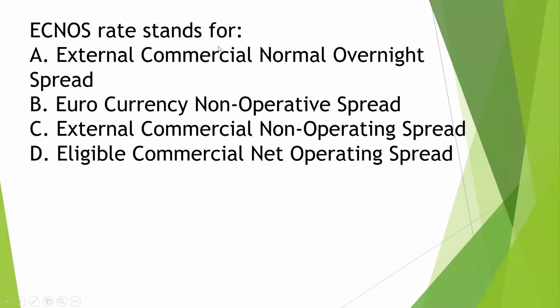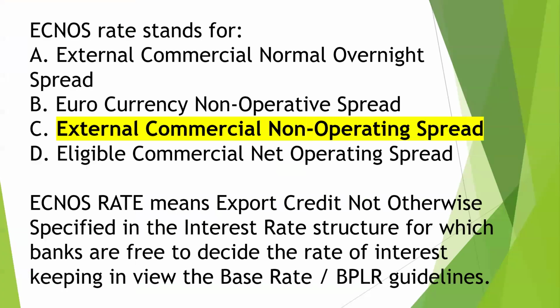Next question: ECNOS rate stands for what? A, B, C, D are the options: external commercial normal overnight spread, euro currency non-operative spread, external commercial non-operating spread, eligible commercial net operating spread. तो आपको बताना है फ्रेंड्स यहाँ पे what is the full form of ECNOS. Let's see the right answer. The correct answer is C, external commercial non-operating spread.